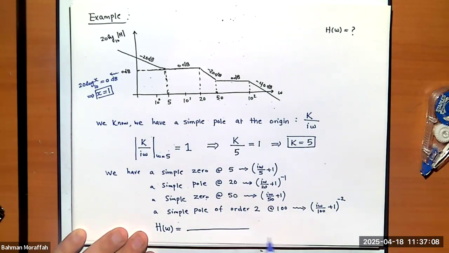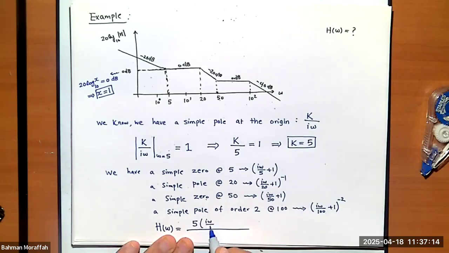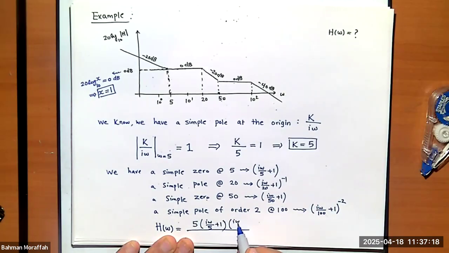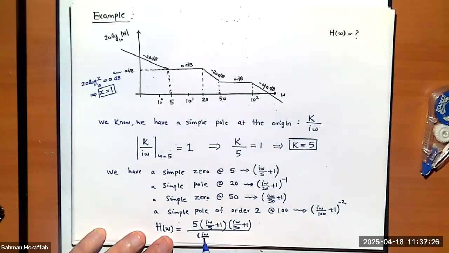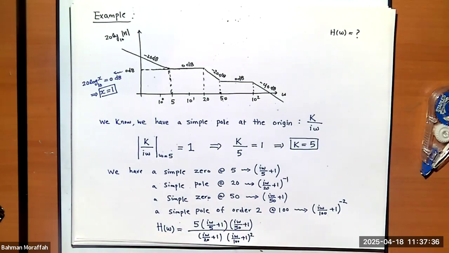is this constant 5 times all the zeros. So I have i omega over 5 plus 1. I have this zero as well. I have i omega divided by 50 plus 1, divided by all the poles. So I have this pole, i omega over 20 plus 1, times i omega over 100 plus 1 squared. Okay.